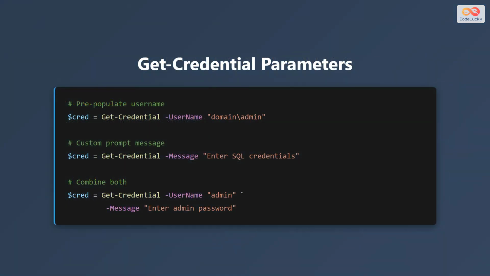The Get-Credential cmdlet offers several useful parameters to customize its behavior. The username parameter allows you to pre-populate the username field in the dialog box, which is helpful when you know which account will be used. The message parameter lets you display a custom prompt message to guide users on what credentials they should enter. You can also combine both parameters together to create a more user-friendly experience. For example, you might pre-fill the username as domain/admin and display a message like "enter admin password." These parameters make your scripts more intuitive and reduce the chance of users entering incorrect credentials.